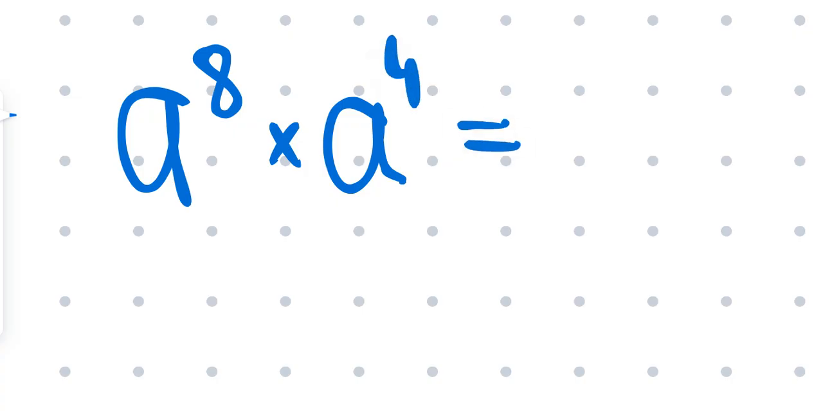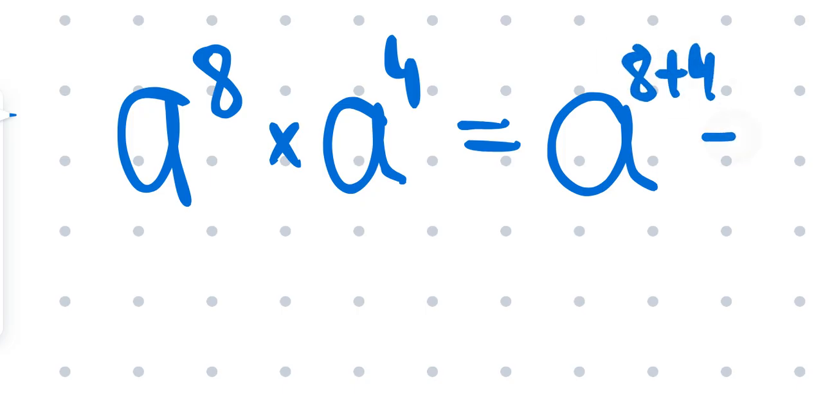Now guys, in the new topic, we don't play with numbers only, but with variables as well. So if we have, for example, a to the power of 8, then we multiply that by a to the power of 4. We apply the same rules that we already know. So it will be a, and then we add the exponents. So it will be 8 plus 4, which is basically equal to a to the power of 12.